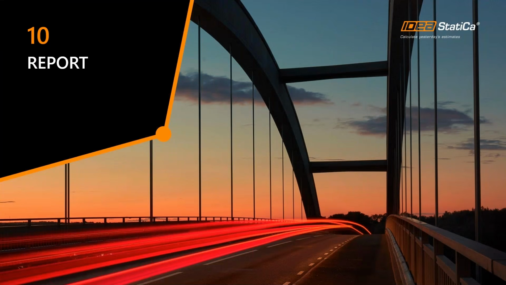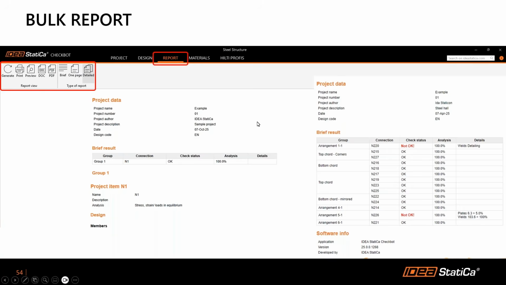So the last chapter of this session is the report, because since version 25 has been released, we have added, in 25.1, a report in Checkbot. There you are able to print out the reports in bulk, I mean, all connections will be in one report, and you can list all the connections and send it out to the contractor or whoever you want. So this is the goal of why we added the report, to have everything merged in one place.